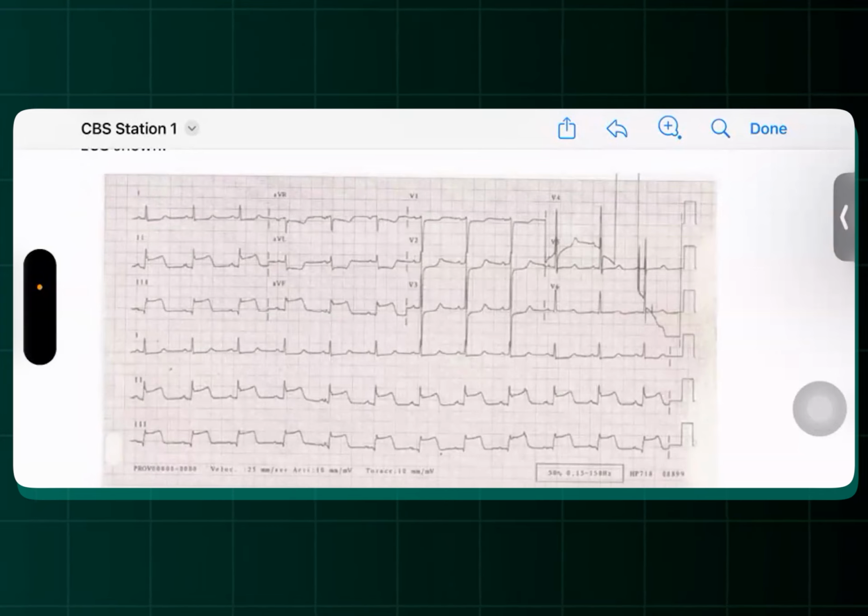Inferior wall ST elevation MI with reciprocal changes in the anterior chest leads. Okay, this is suggestive of acute coronary syndrome. Yeah, so basically, when you describe an ECG, you say that it looks like a sinus rhythm with ST elevations in leads 2, 3, aVF, along with reciprocal ST depressions in the anterior leads. So, hence the diagnosis is acute inferior wall STEMI. So this is how we reach the diagnosis.